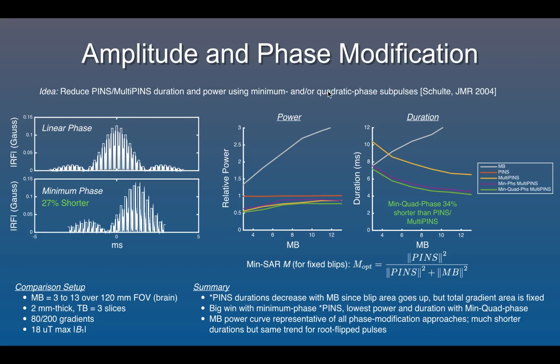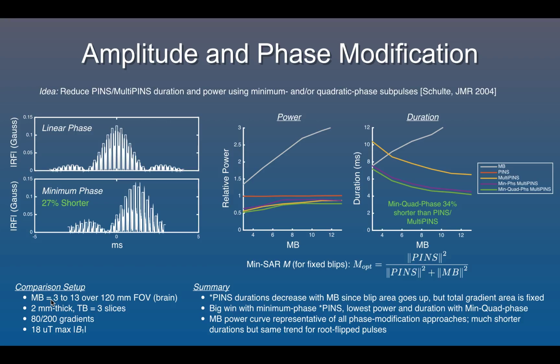And on top of that, we can take it a step further and even add quadratic phase on top of the minimum phase profile. So here I've got a linear phase multi-PINS pulse versus a minimum phase multi-PINS pulse. And the minimum phase multi-PINS pulse is able to excite exactly the same slice amplitude profile, but it is 27% shorter because a minimum phase pulse excites a sharper pattern for a given duration.